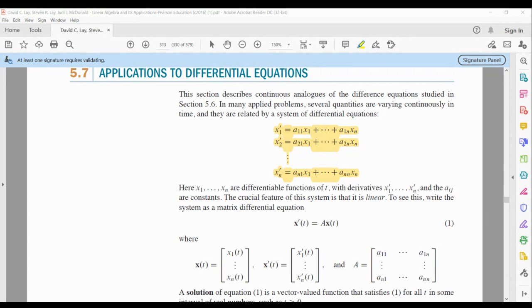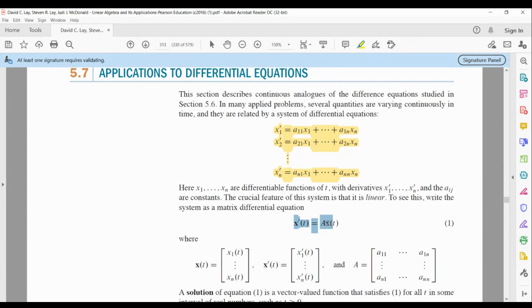So this comes up, for instance, in engineering, where you could have a circuit in which the two differential equations represent the derivatives of a current and voltage, the vector. So this comes up, and this linear system of differential equations, we want to represent it in a succinct way.